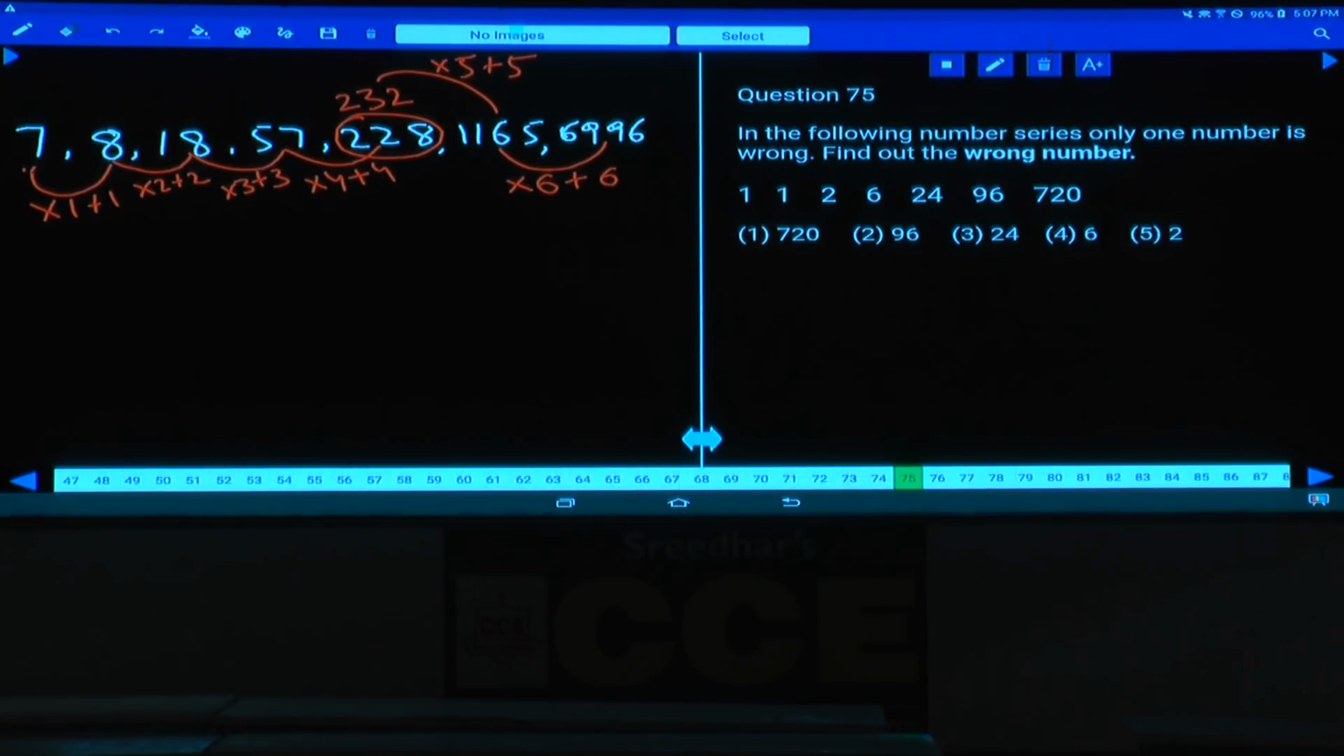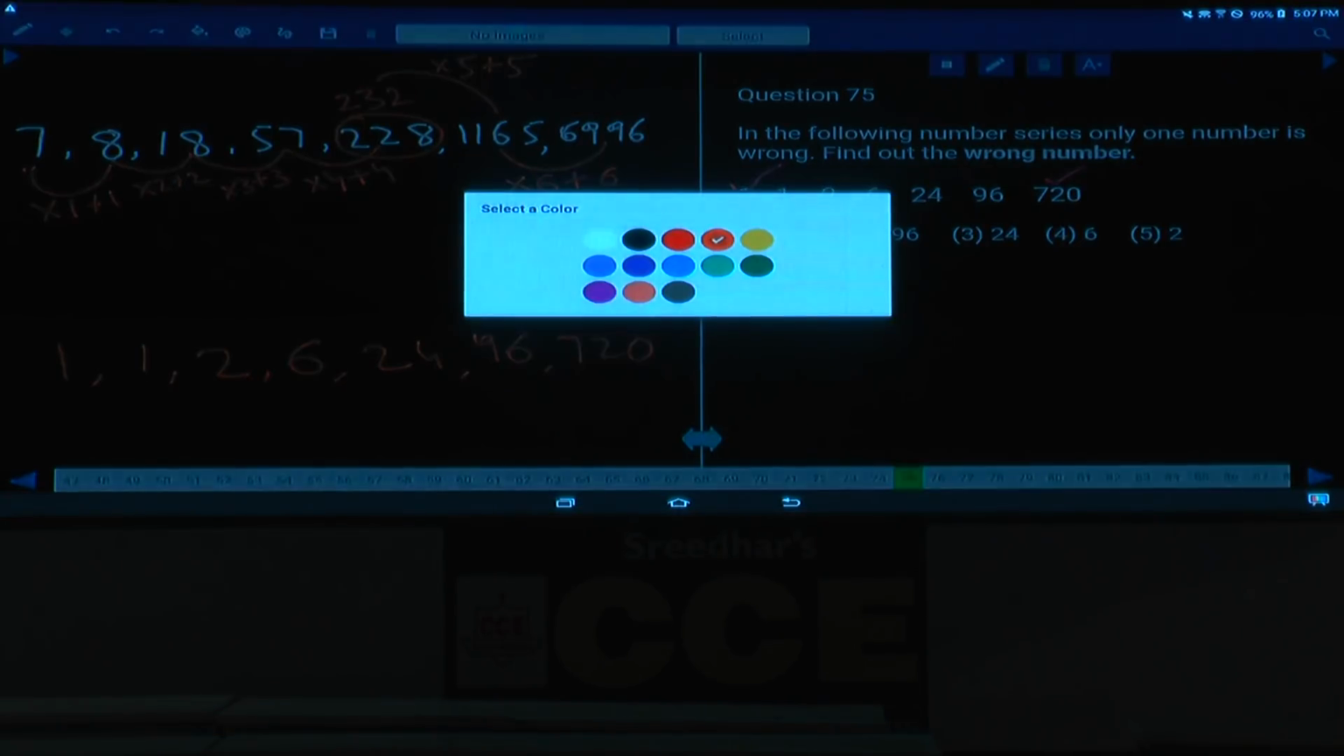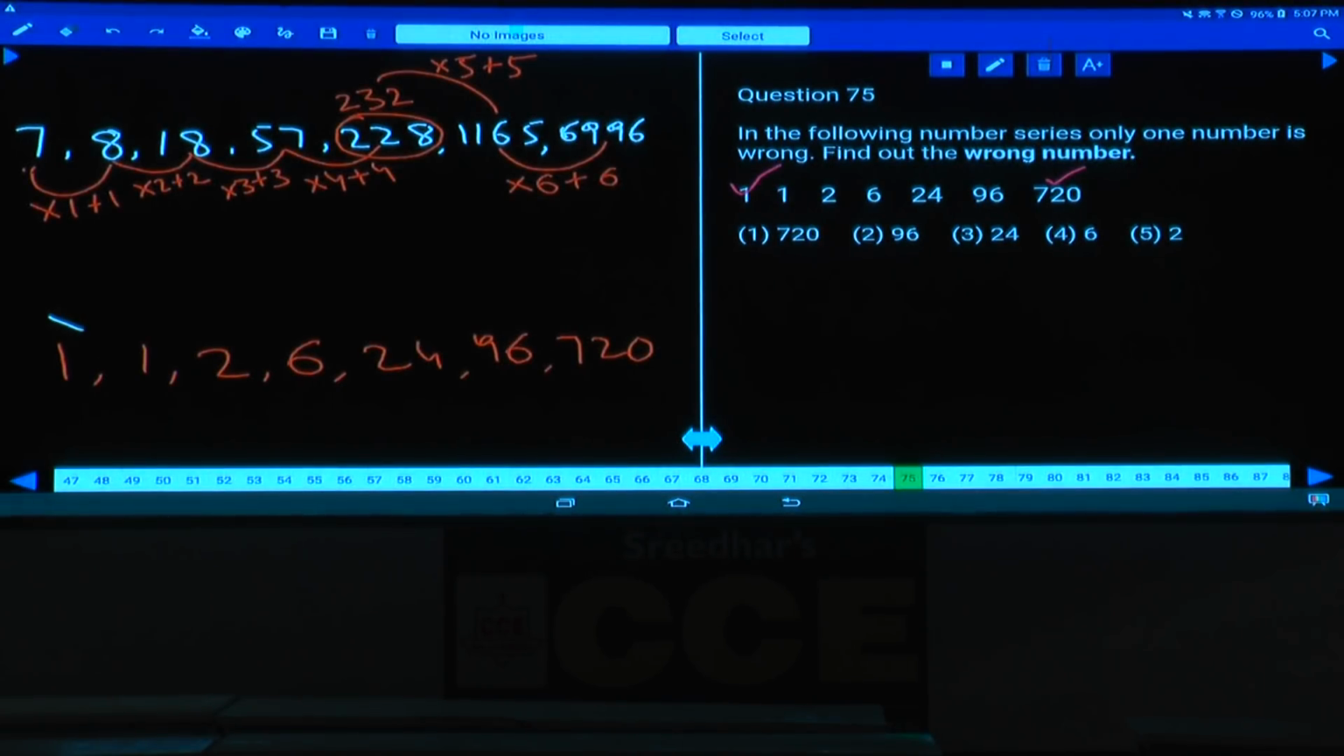And question number 75. Now 1, 1, 2, 6, 24, 96 and 720. Now sir, if you observe here, the numbers are increasing at a very fast rate, starting at 1 and ending at 720. As the numbers are increasing at a very fast rate, it must be under either product or combination, isn't it? Now 1 into 1, 1 into 2, next one 2 into 3, into 1, into 2, into 3, into 4, next one must be into 5.